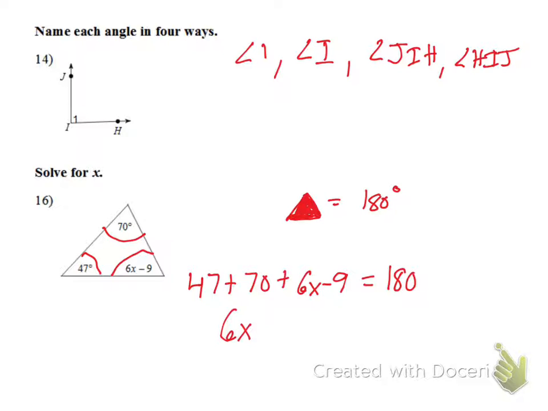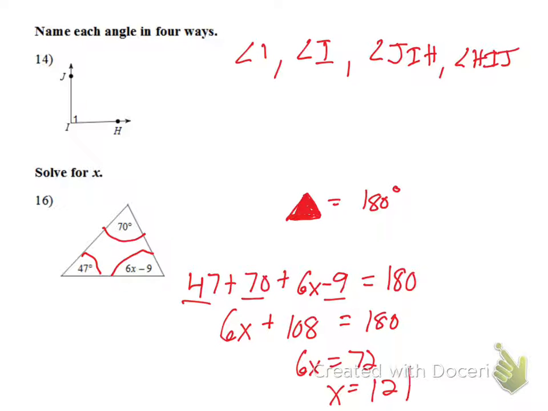6x plus 108, and I got that by adding these and then subtracting the 9, is equal to 180. I'm going to subtract 108 from each side, so 180 minus 108 is 72, so 6x is equal to 72. Then we divide by 6, and we get 12. So x is equal to 12, and it's only asking us to solve for x. So that's our answer right there.